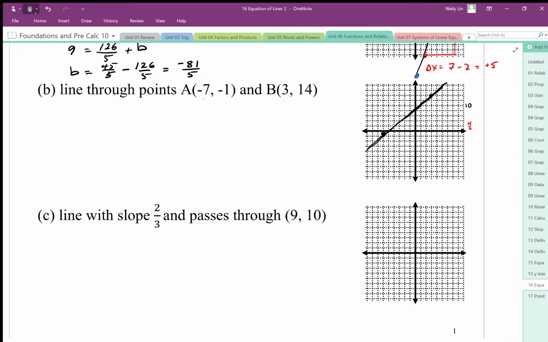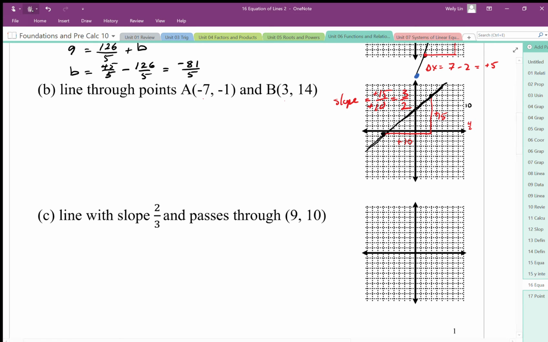And I'm going to, first of all, find slope. So finding slope between those 2 points, the rise is going to be from -1 to +14. So I have a +15 rise. And from -7 to +3, I've got a +10 run. So my slope then is equal to 15 over 10, which I'm going to simplify to 3 over 2. Okay, and it's going positive direction.